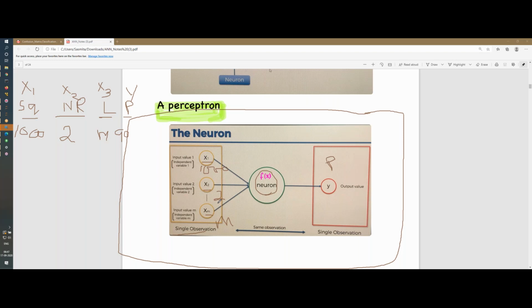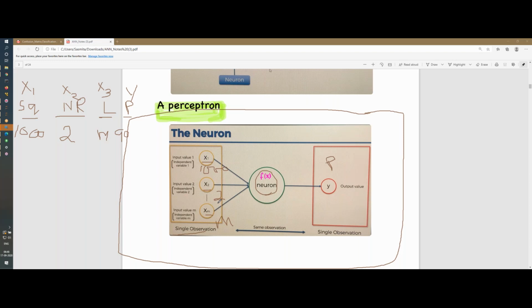If I have 20 features, I will have 20 nodes in the input layer. If I have 100 columns in my data set, I will have 100 nodes in the first input layer, right? Now, something is happening in the neuron. We will discuss what is happening.